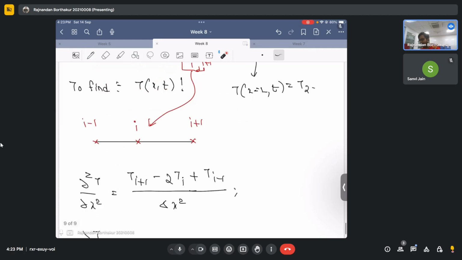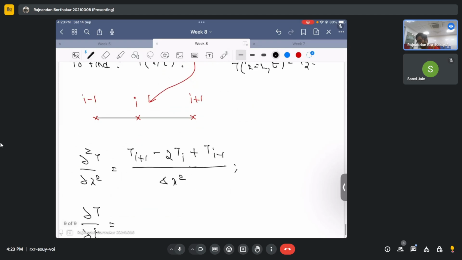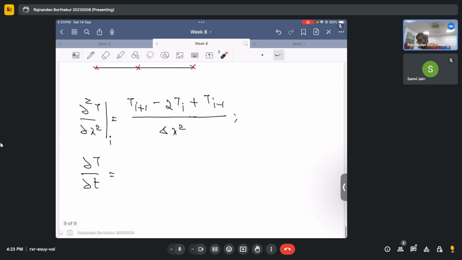So spatial discretization is fine. I can write del 2T by del x2 at the ith grid, and the discretized equation basically looks something like this. That is fine. But how do I write this del T by del t at the ith grid? Any idea or any suggestions?